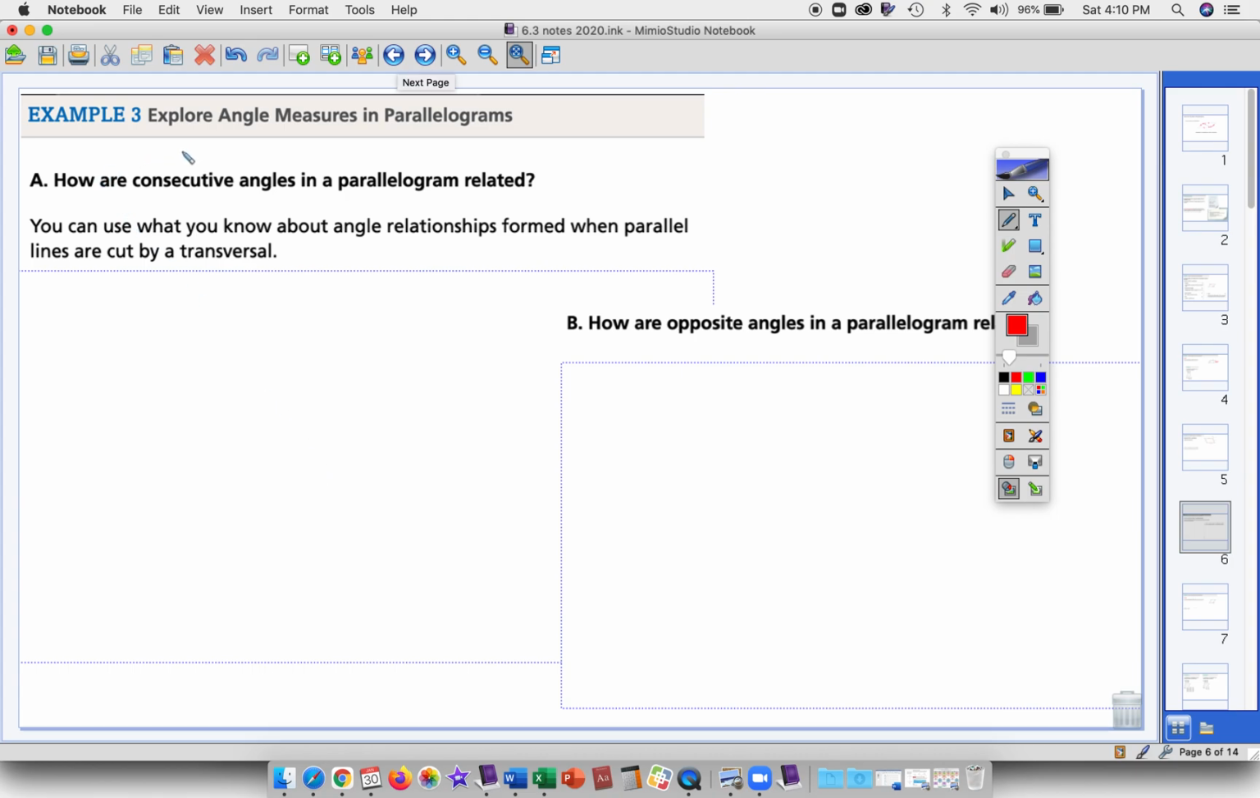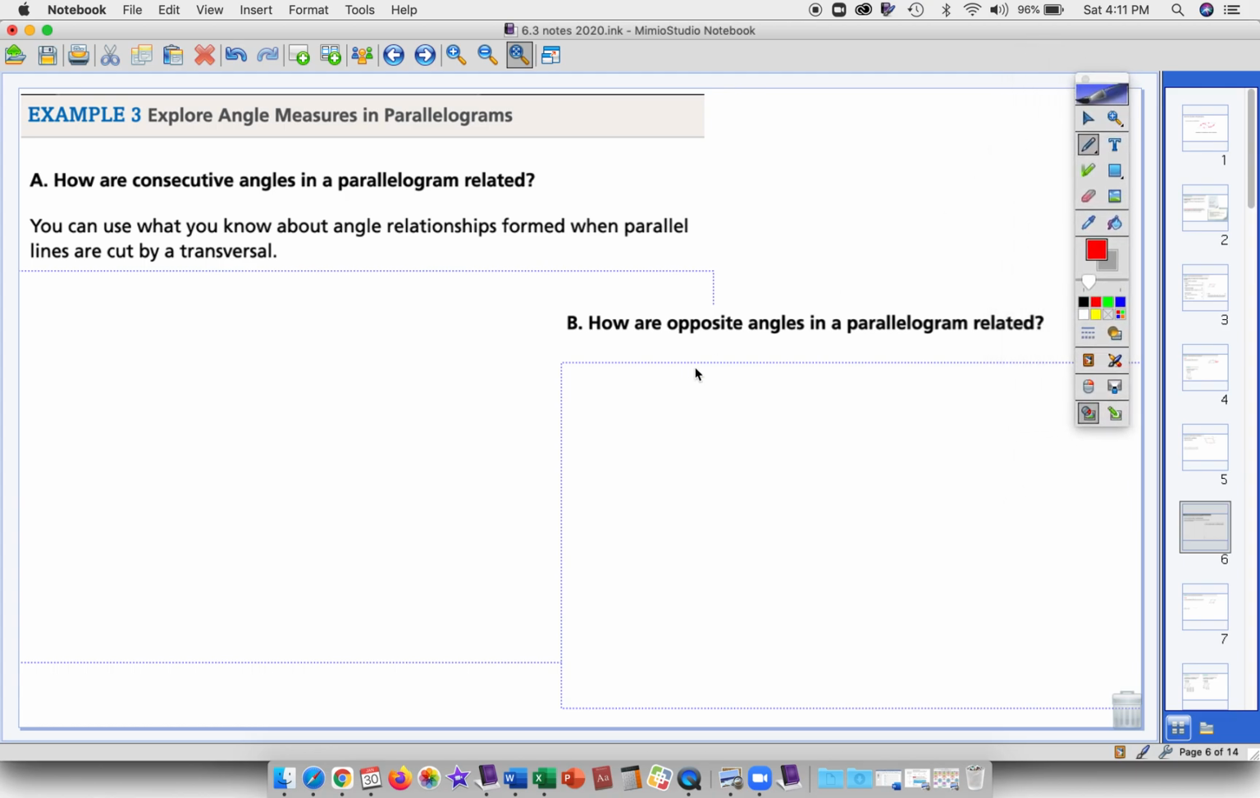Example 3, so we're exploring the angle measures in a parallelogram. How are consecutive angles in a parallelogram related? You can use what you know about angle relationships formed when parallel lines are cut by a transversal. So pause the video and think about how consecutive angles are related, and how about the opposite angles as well. Take a minute to think about it, and then come back when you're done.